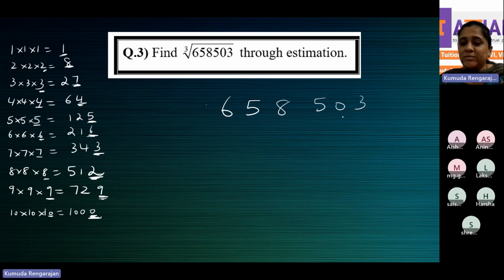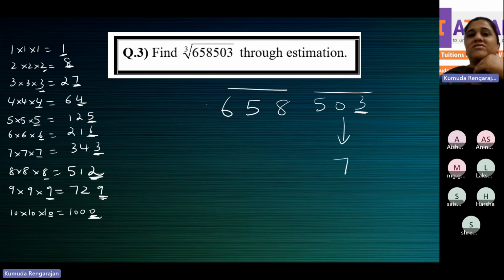658503. To estimate the cube root, group the digits in triples from behind. So 503 makes a triple, 658 makes a triple. Now this ends with 3, so its cube root should end with 7, because 3 means 7.